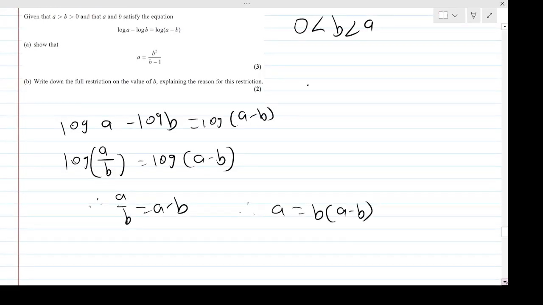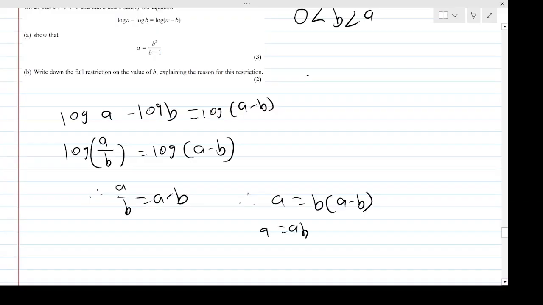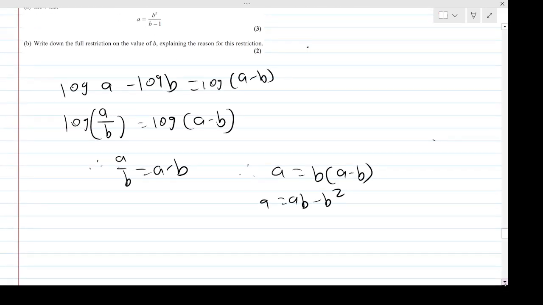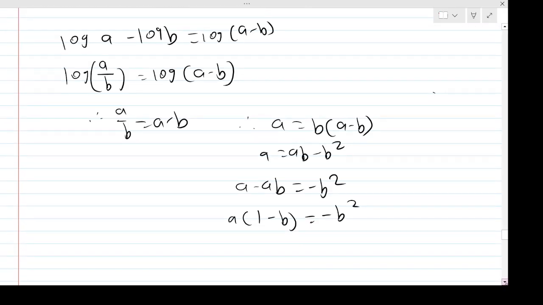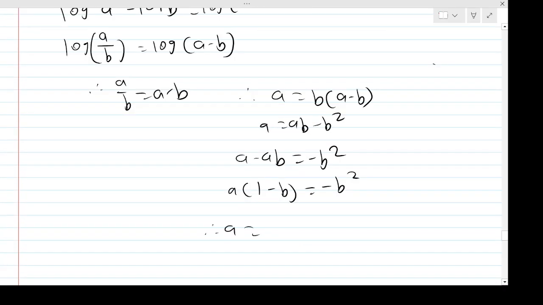If I expand that, I get A is AB, take away B squared. Now, I want to rearrange for A. So I need to get A on its own. So if I move AB to the left, I get A take away AB is minus B squared. So if I factor an A out, that'd be A of 1 minus B equals minus B squared. And so then if I divide by 1 minus B, I get A is minus B squared over 1 minus B.